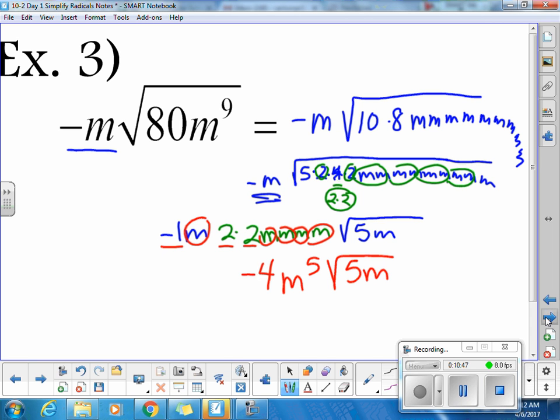And this is square root. I haven't really talked about this yet, but that's a 2 there. We just don't write it, just like we don't normally write a 1 in front of a variable. If there's nothing there, we know that it's square root.